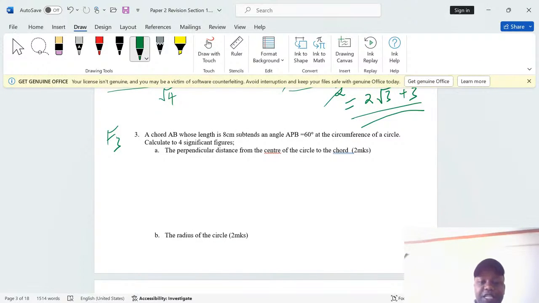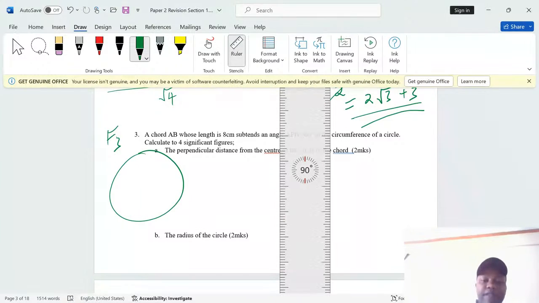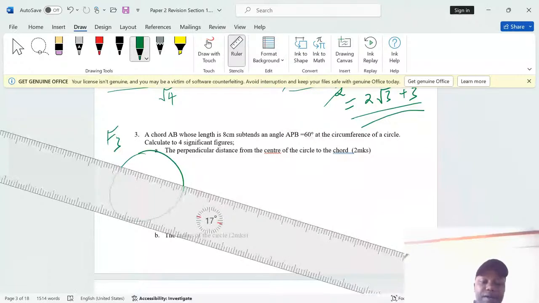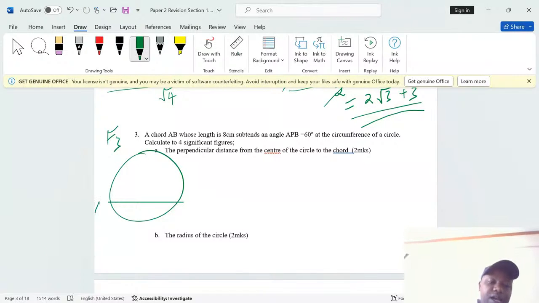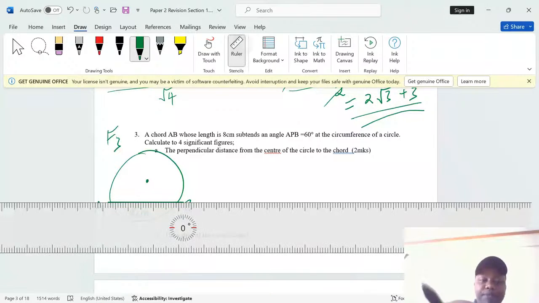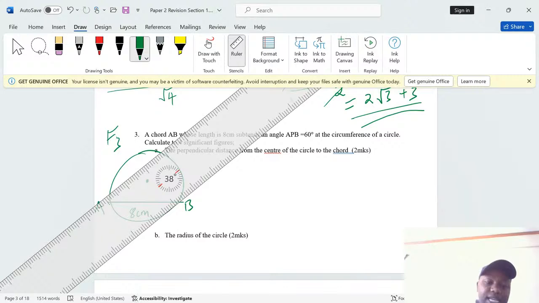Let me sketch this information. We are talking of a circle. Then there is a chord AB. Let me draw the chord or sketch. We are sketching because it's not a real diagram. The diagram is not drawn to scale. Chord AB, 8 centimeters. Then now we have the same chord subtending an angle of 90 at the circumference of the circle.